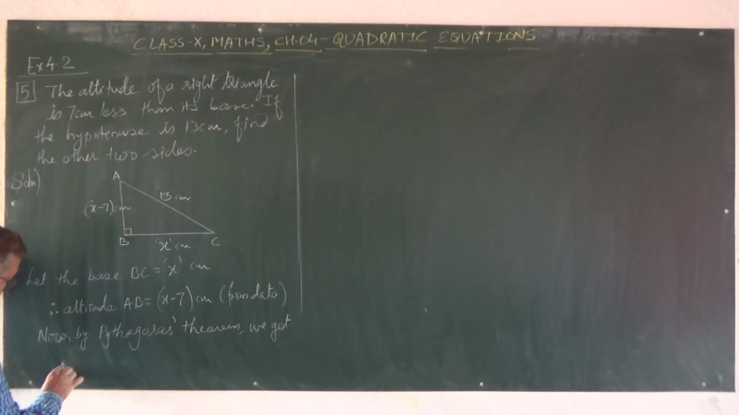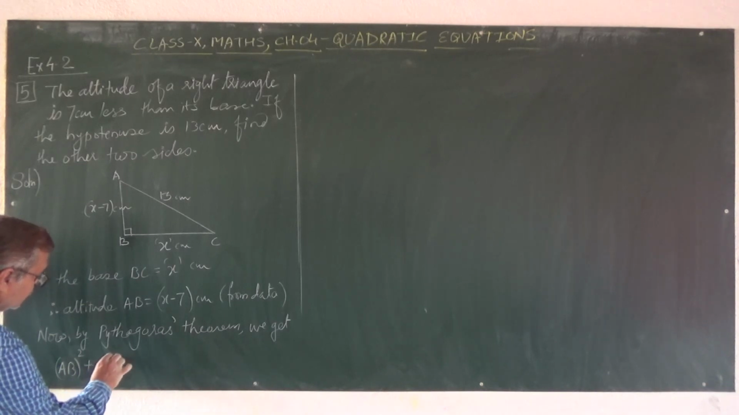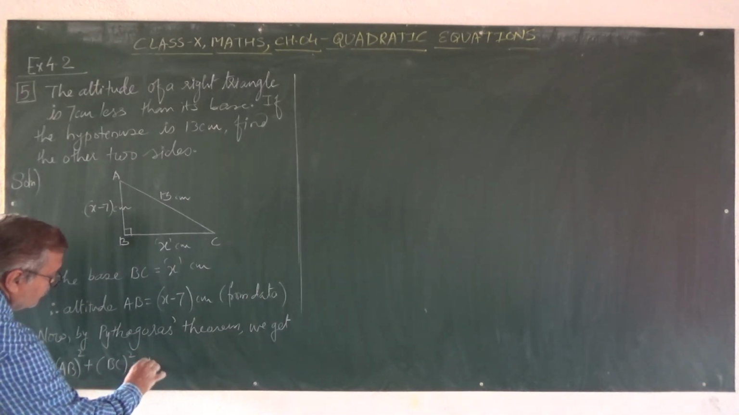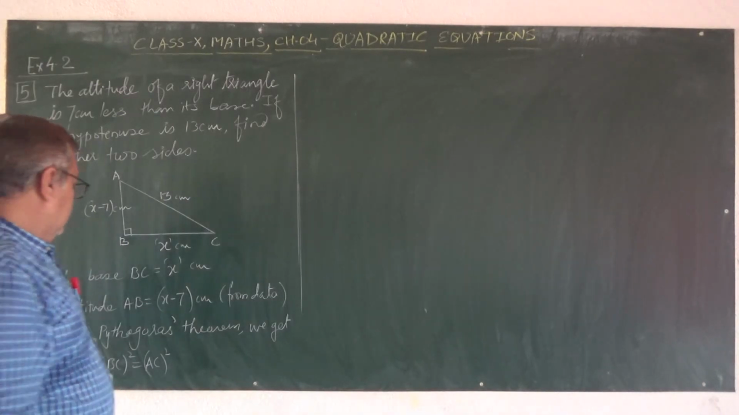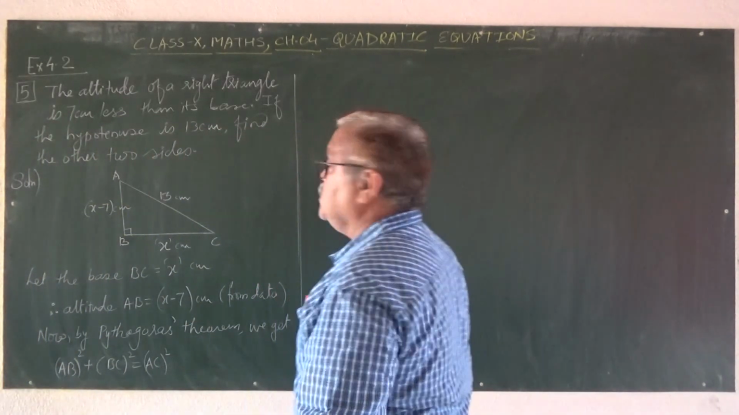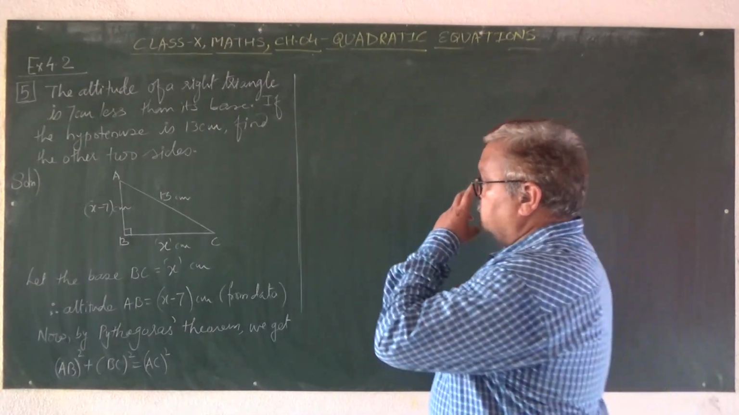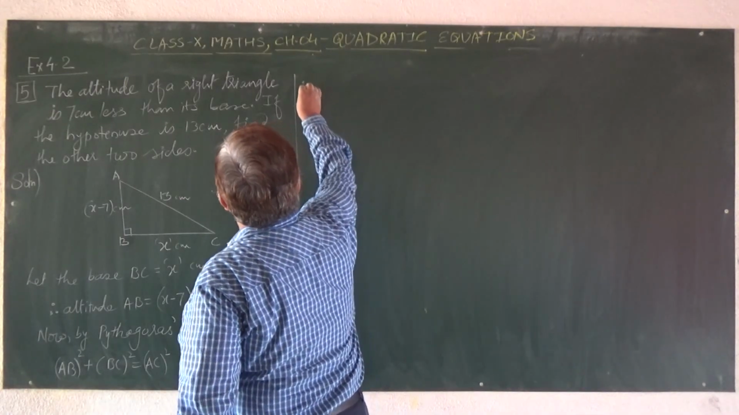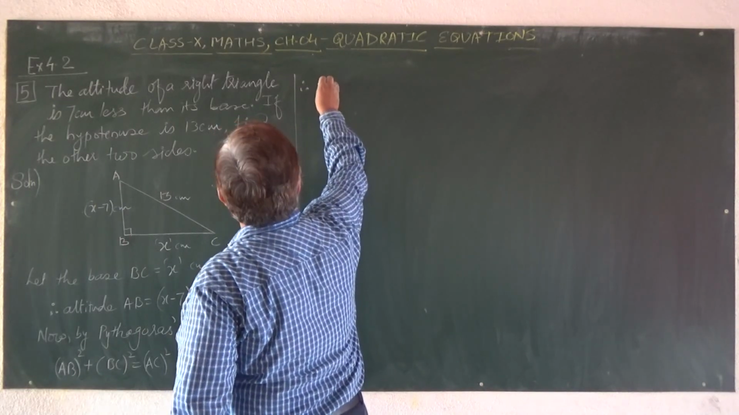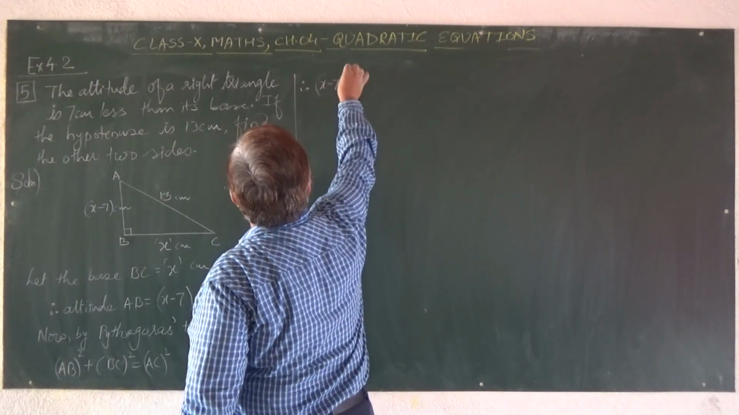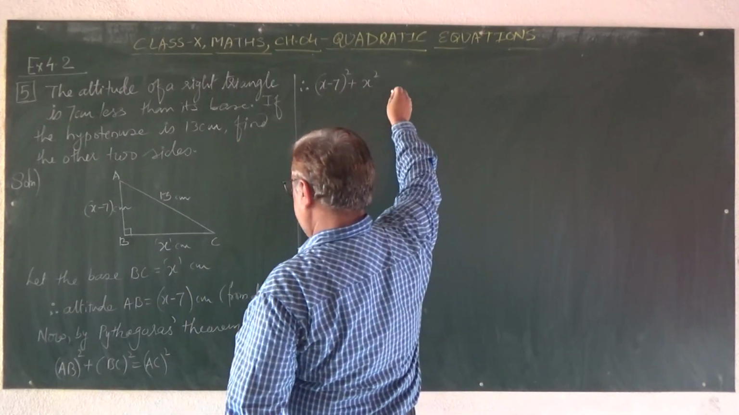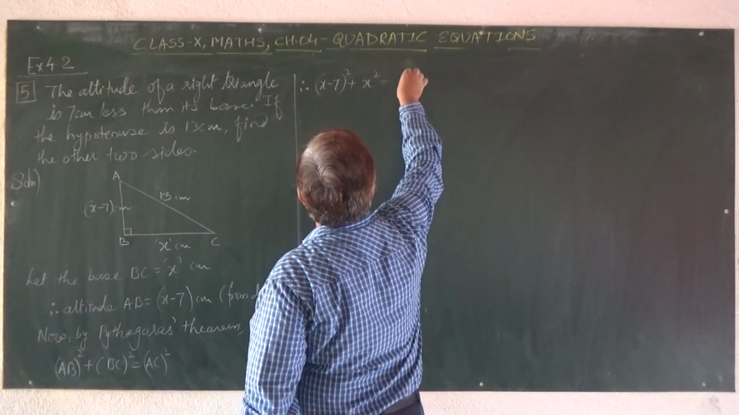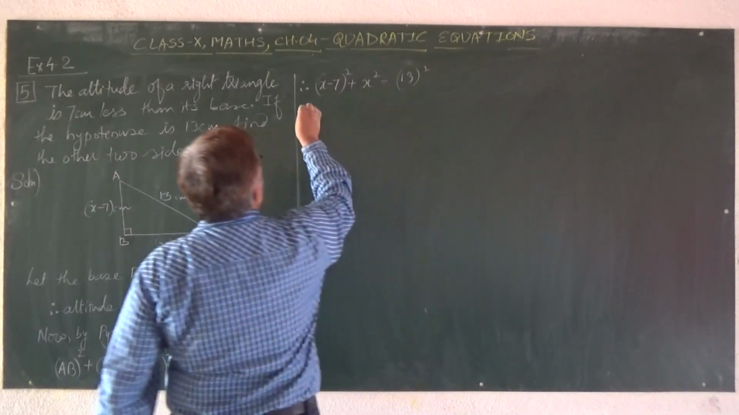We get AB square plus BC square is equal to AC square. Sum of the squares of the other two sides is equal to the square of the hypotenuse. Studied in lower classes. So therefore, AB is x minus 7 whole square, BC is x, so x square, and AC is 13, so 13 square.